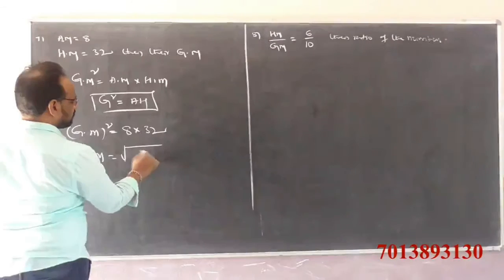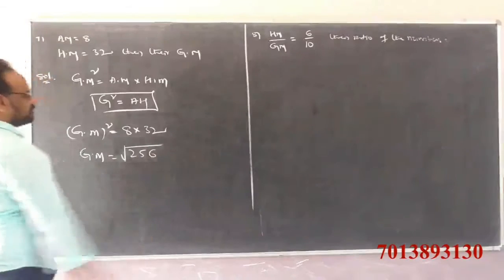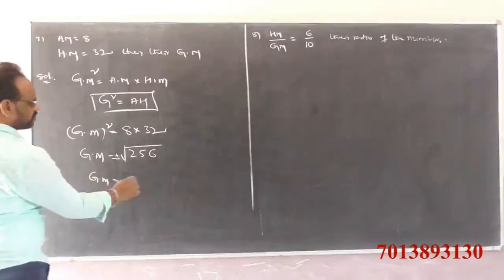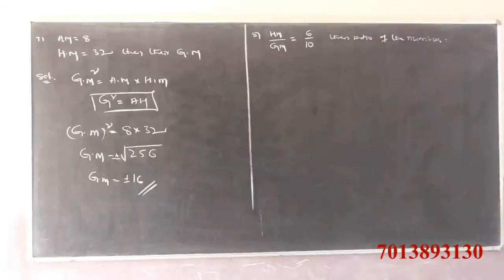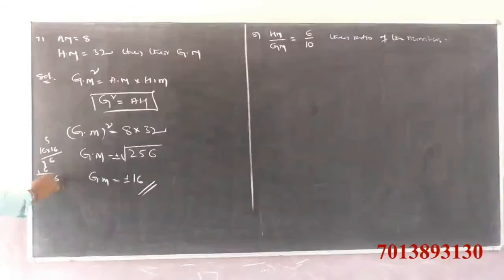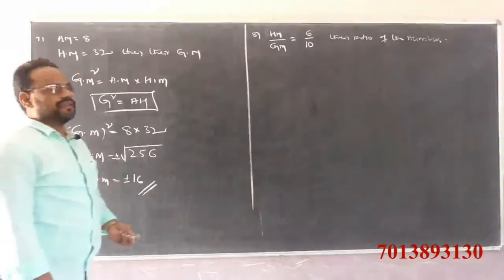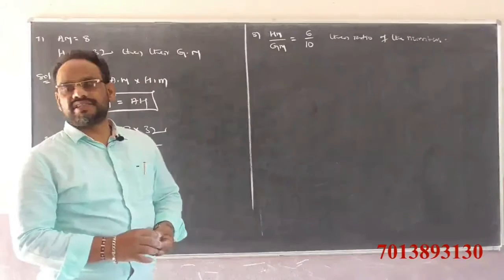8 into 32 is 256. So the geometric mean is equal to plus or minus square root of 256, which is plus or minus 16. 16 into 16 is 256. So geometric mean is equal to how much? 16.